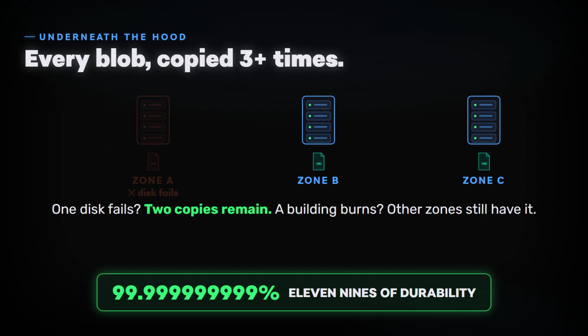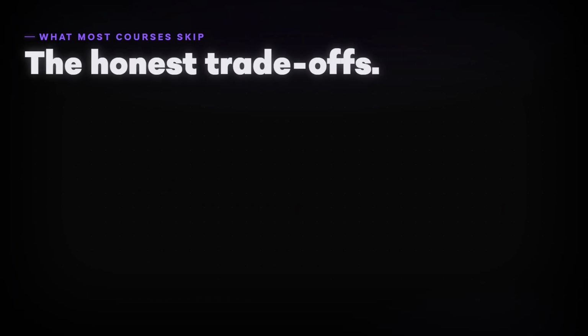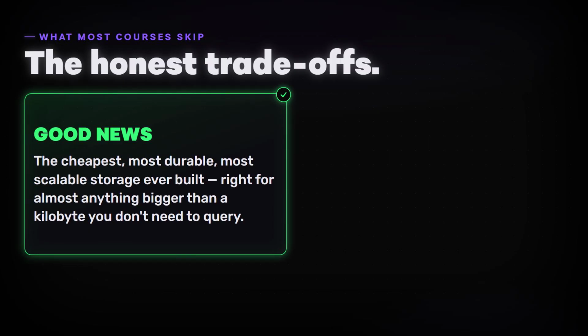And because every blob lives in a flat key space replicated across many machines, the system scales by adding more machines. There is no central index to bottleneck on. There is no schema to lock up. The trade-off is the one we mentioned. You can only ask by exact key.